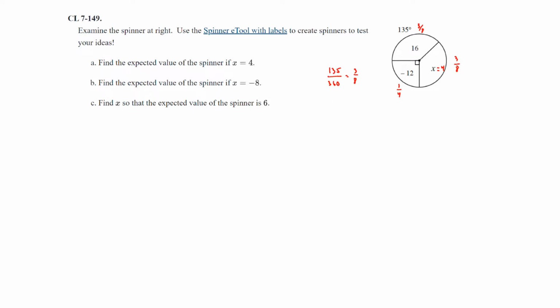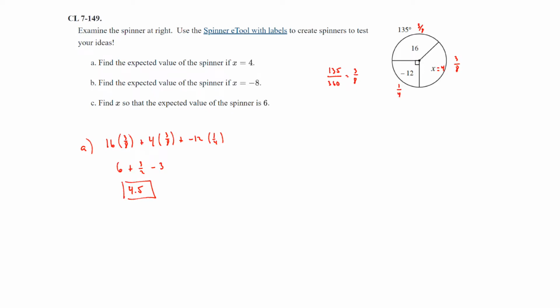So find the expected value if x is 4. Well, we have 16 times 3/8 plus 4 times 3/8 plus negative 12 times 1/4. So 16 times 3/8 would be 6. 4 times 3/8 would be 3/2, or 1.5. And then negative 12 times 1/4 would be minus 3. So if we add that up, that's going to be 7.5 minus 3, and so that would be 4.5. So the expected value when x is equal to 4 is 4.5.